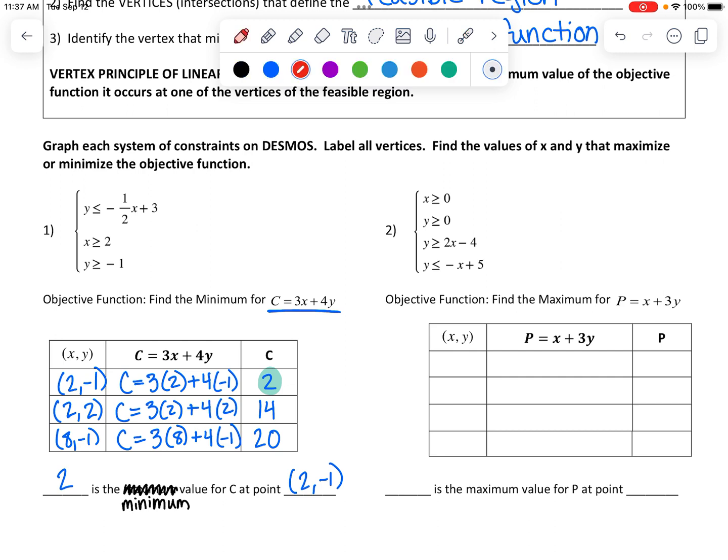Okay. Let's look at our next one here, number 2. So we have x is greater than or equal to 0, y is greater than or equal to 0. Then we have a couple other inequalities. y is greater than or equal to 2x minus 4, and y is less than or equal to negative 1x plus 5.